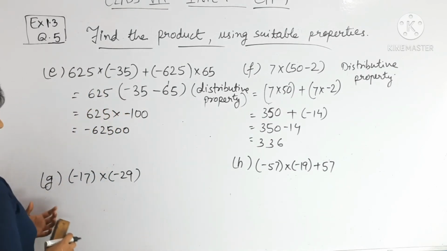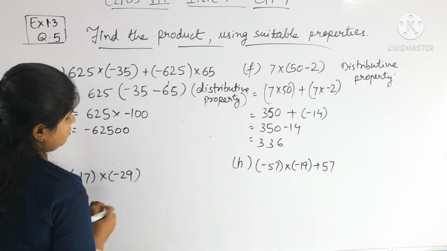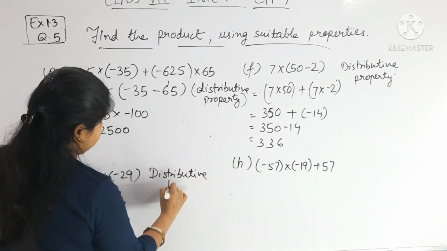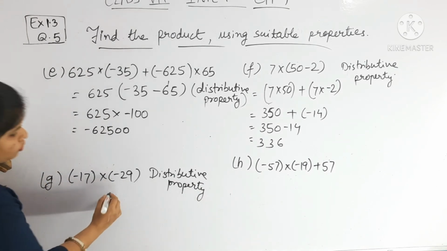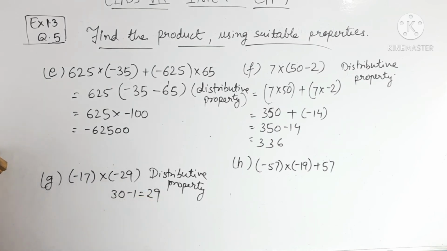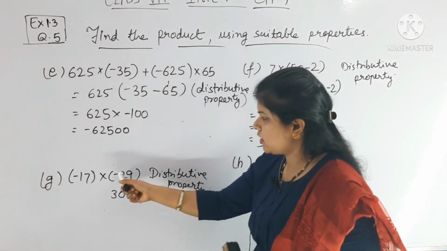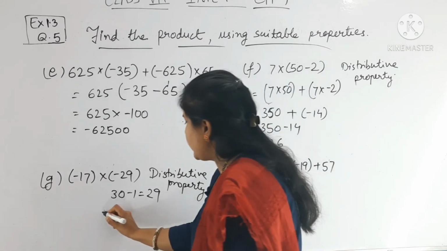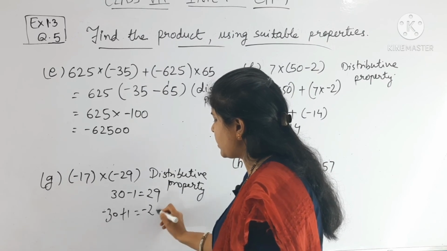Okay. Now come to the G part. Here also distributive property, you have to expand this one. It is minus 29. We know that 30 minus 1 is 29. But here is the minus sign. So for the minus sign, what we have to do? We can write minus 30 plus 1. I can get minus 29.